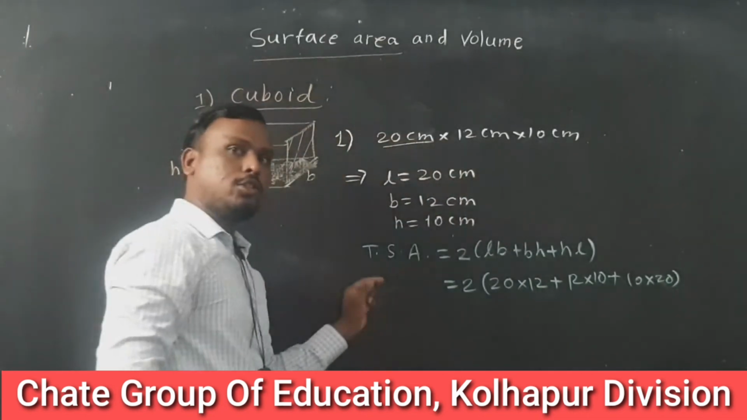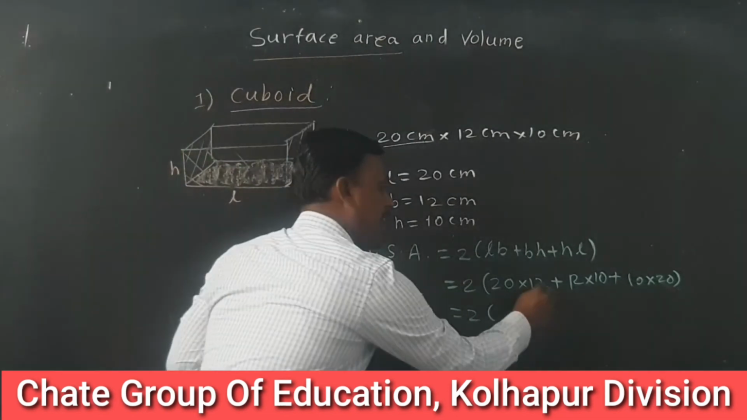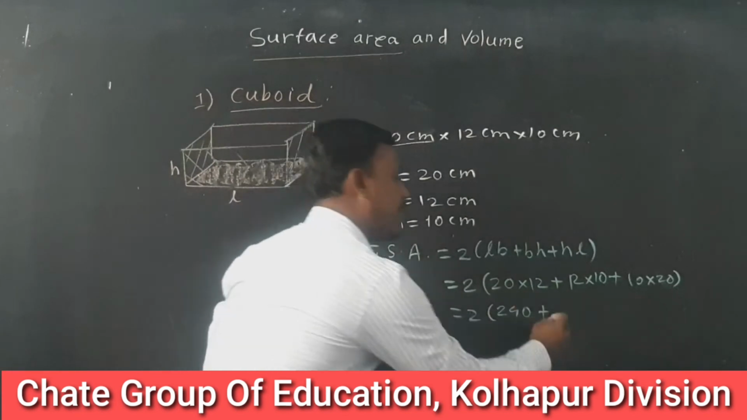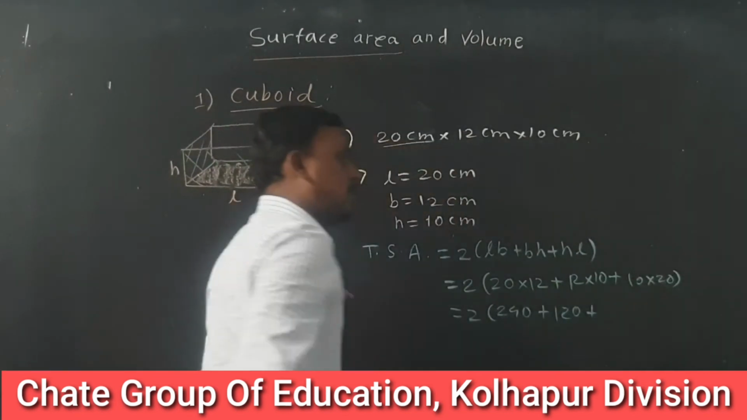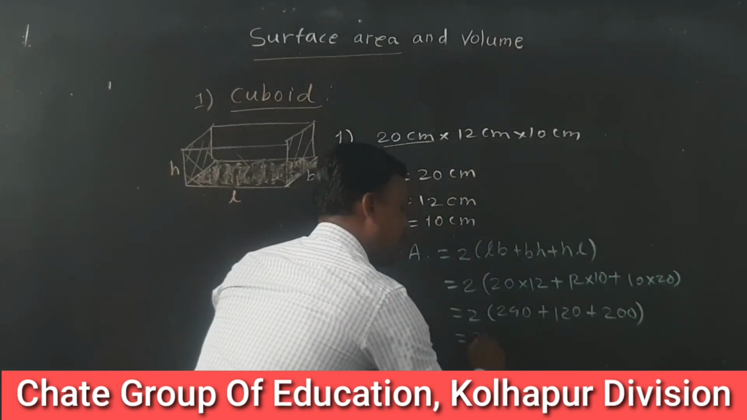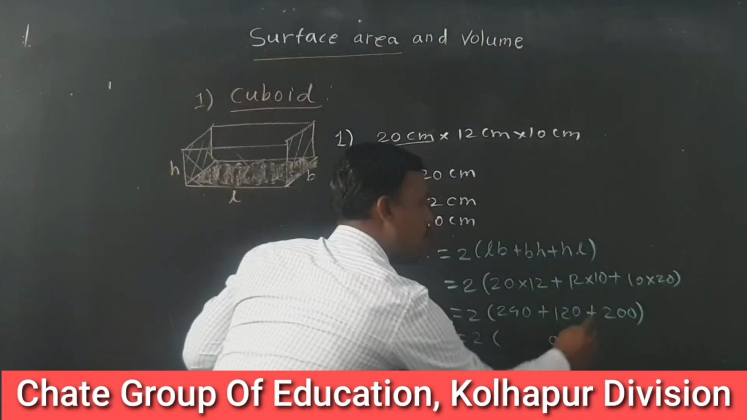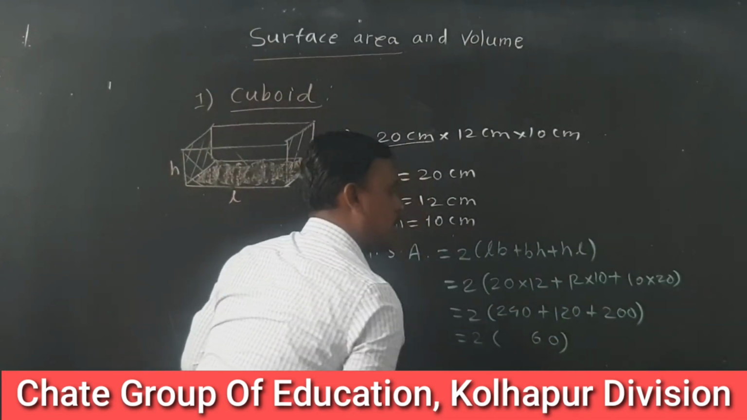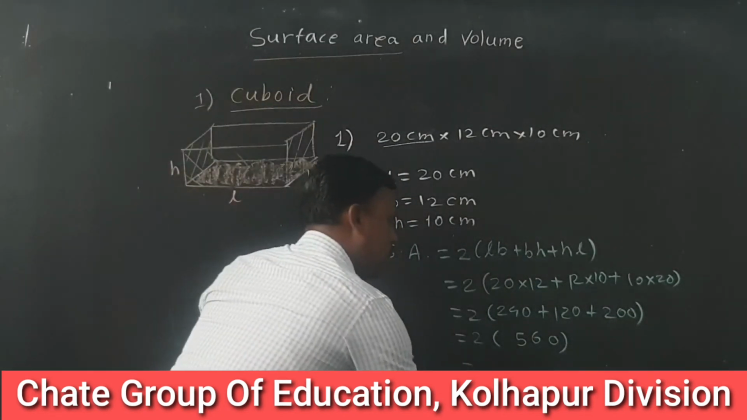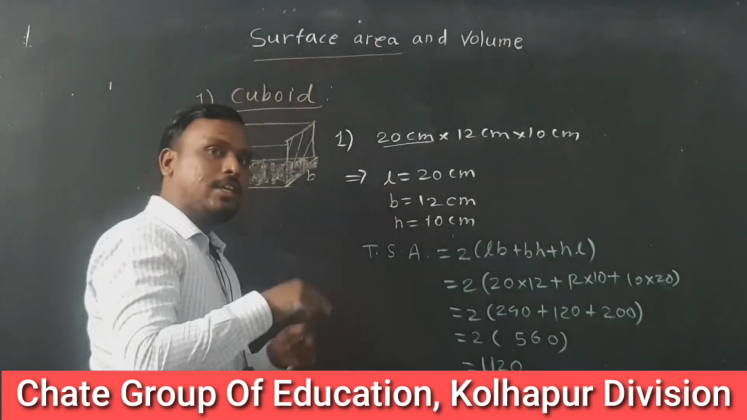So we have put the values over there. Now do the multiplication. Simplify this bracket. So 12 into 20 you will get 240, plus again 12 into 10 you will get 120, plus 10 into 20 you will get 200. Now just add these numbers in the bracket: 240 plus 120 plus 200. So you will get 560. Multiply by 2, you will get 1120.